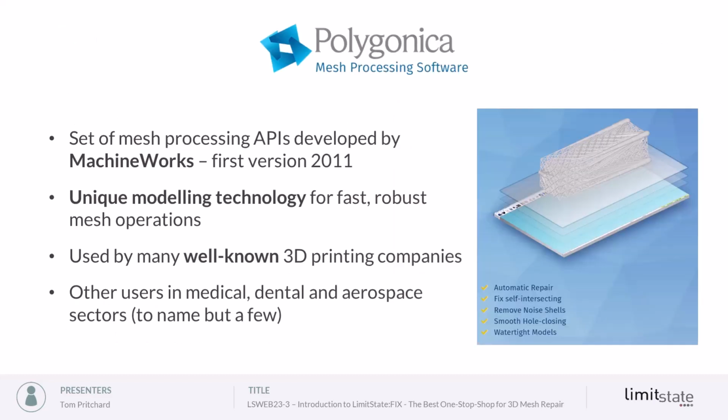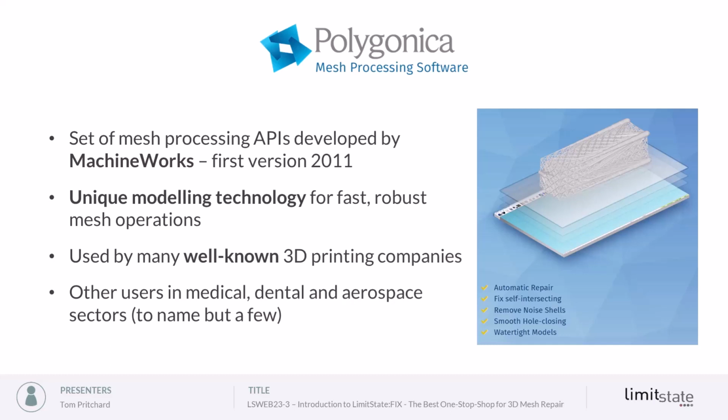So Polygonica is a set of industry-leading mesh processing APIs that have been developed and distributed by MachineWorks since the early 2010s, and the libraries themselves actually go back even further than this. What MachineWorks pride themselves on is providing incredibly well considered and unique technologies for fast and robust mesh operations. And Polygonica itself is used behind the scenes by a whole host of very well-known 3D printing companies, and that includes machine manufacturers, print bureaus, software providers and the like.